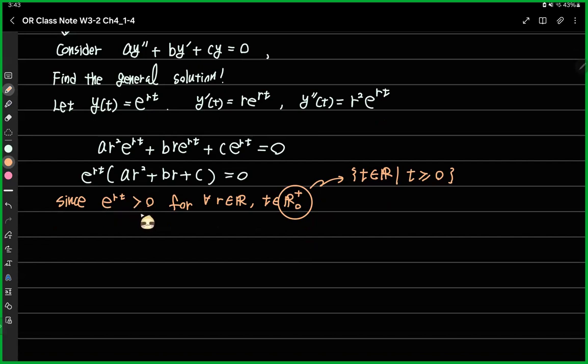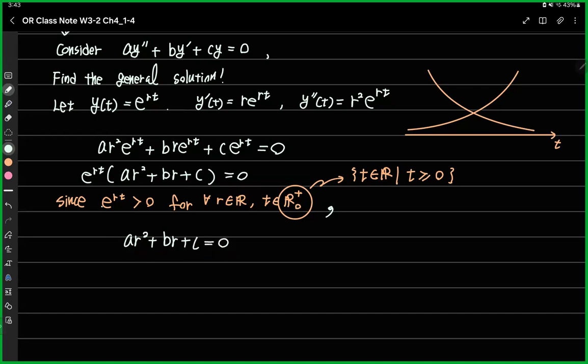So e to the rt is greater than 0, right? Because you see, what's the graph of e to the rt? This one or that one, either way it's above the t-axis, so positive. Since e to the rt is greater than 0, and the left-hand side equals 0, that means a times r squared plus b times r plus c equals 0. This is a quadratic equation, right?